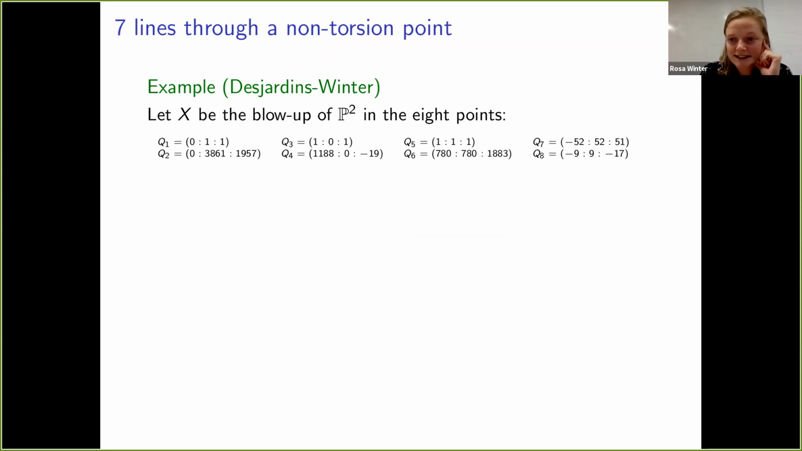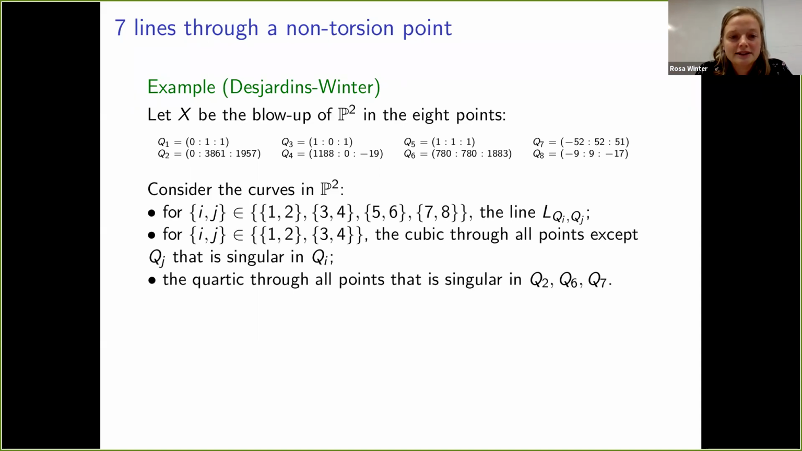And this is nice because it's just very explicit. Let X be the Halphen surface, which is the blow up of the plane in these 8 points. So you can check that these points are in general position. So if you blow them up, you get a Halphen surface of degree 1, since you blow up 8 points.